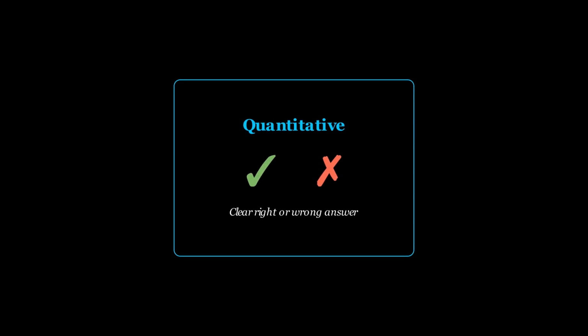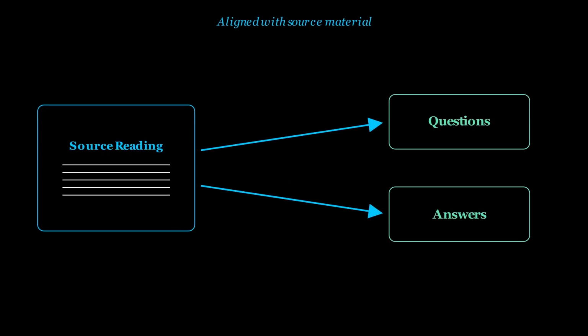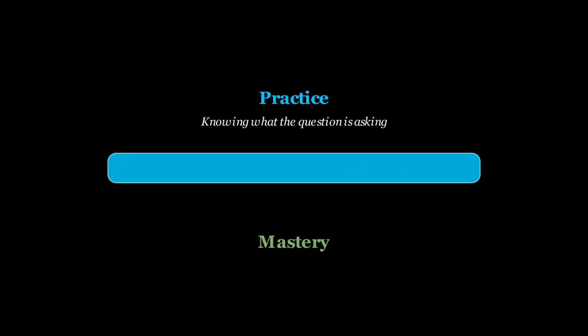Unlike quantitative questions, which have a clear right or wrong answer, qualitative questions are more subjective in nature. It also doesn't help that the exam sometimes directly uses text from the source reading, which can result in questions and answers that are aligned with the source material, but are potentially subjective in nature. In some cases, you will have to use your best judgment to understand what the question is asking for, which can be challenging, but improves with practice.